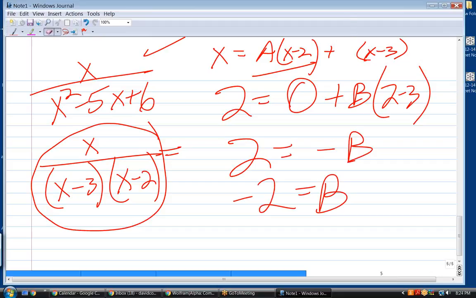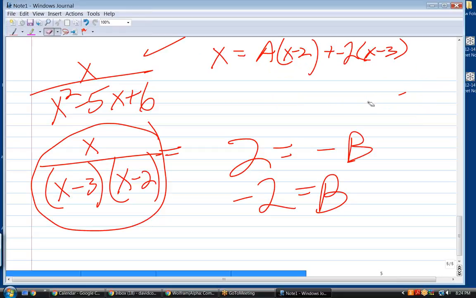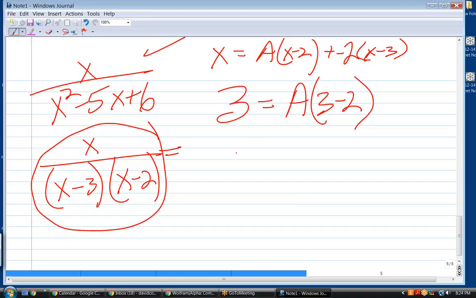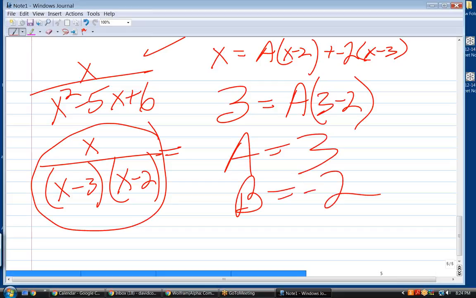Okay, I can go in there, plug in minus 2 for b. And now, to solve for a, I'm going to force this term to 0. Well, how do I force that term to 0? By letting x equal 3. So now I got 3 equals a times 3 minus 2. A equals 3. B equals, what did we come up with for B? Minus 2? Negative 2, yes.